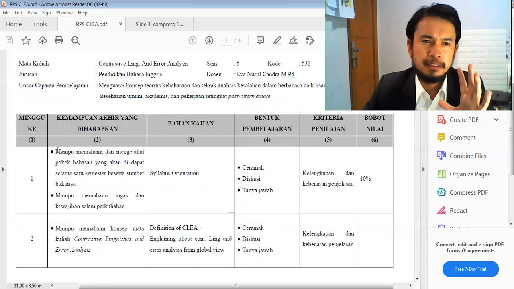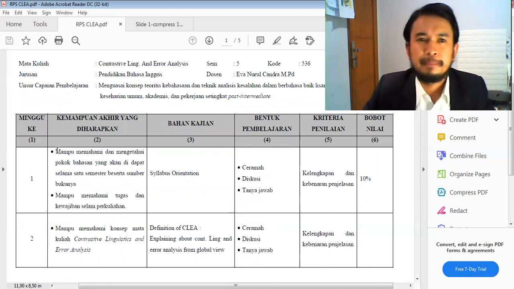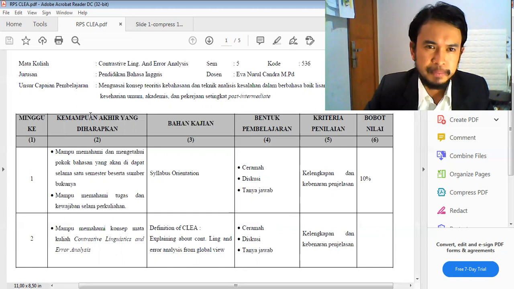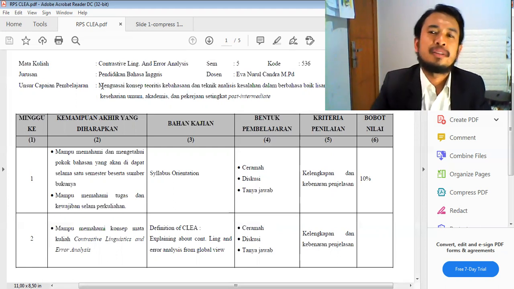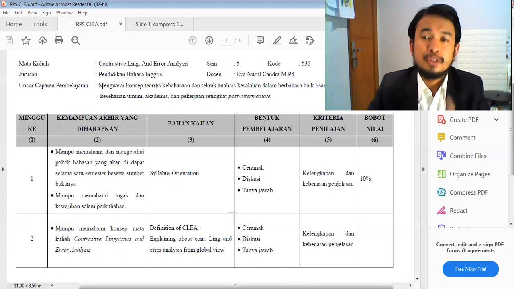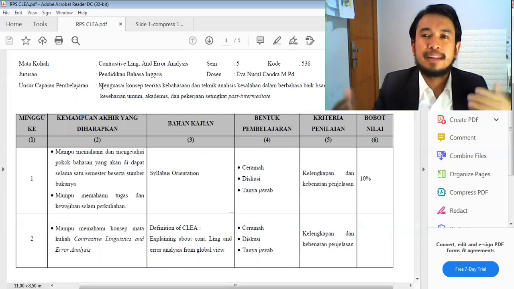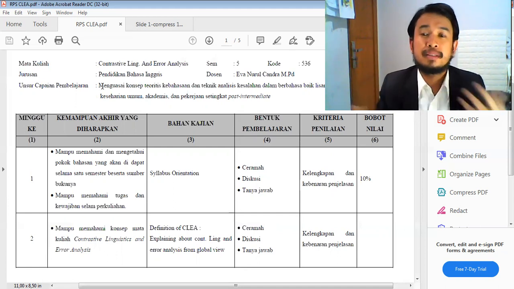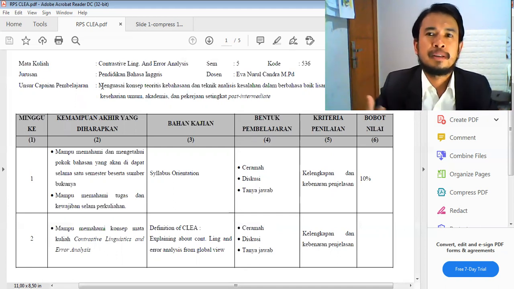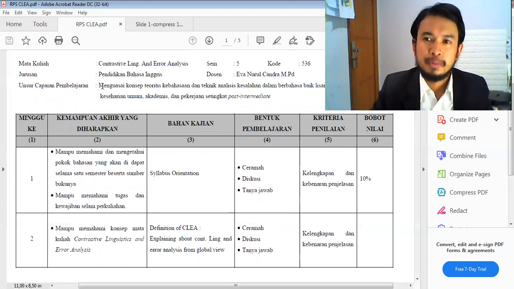Okay, let me make it simple: in contrastive linguistics, we talk about what kind of similarities and also what makes them different, the similarities and also the differences between two languages. So we are going to make a head-to-head comparison. We are going to talk about one language with other languages. What makes them different? What makes them similar? We have to know about that.